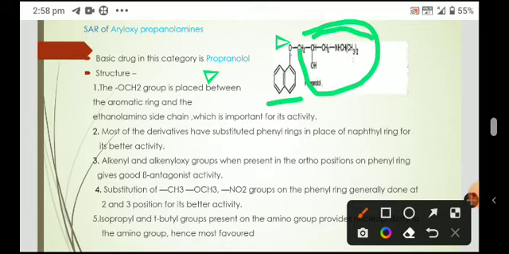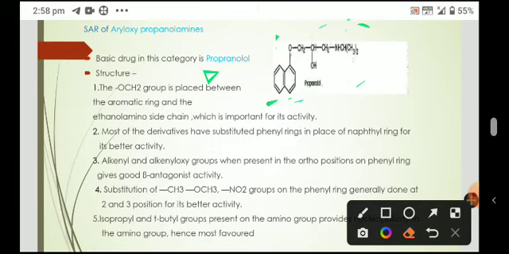The next one is the substitution of OCH3. After that, the next is the methyl group, OCH3 group and the nitro group on the phenyl ring, generally done at the 2 and 3 position for better activity. So all these, the methyl group, OCH3 group and NO2 group, should be placed on this phenyl ring, mainly in the second and third position in order to have better activity.